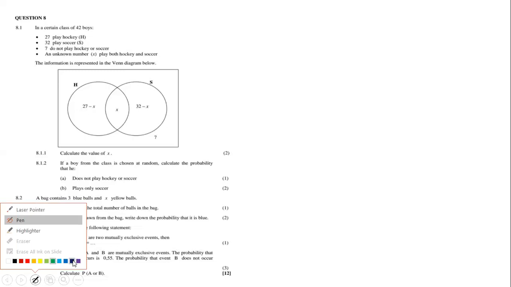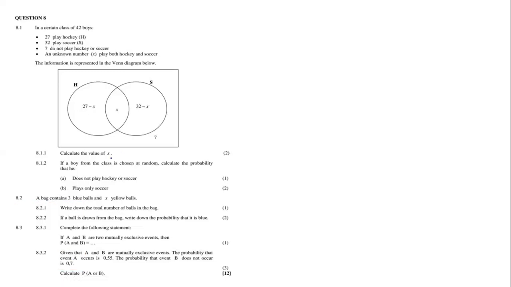So now 8.1 says to us, calculate the value of X, for 2 marks. Remember, it's simple. The total sample space has 42 boys. So we're just going to add these numerical values and equate to the total number, which is 42. So to answer question 8.1, we have to say 27 minus X plus X plus 32 minus X plus 7 is equal to 42 boys.